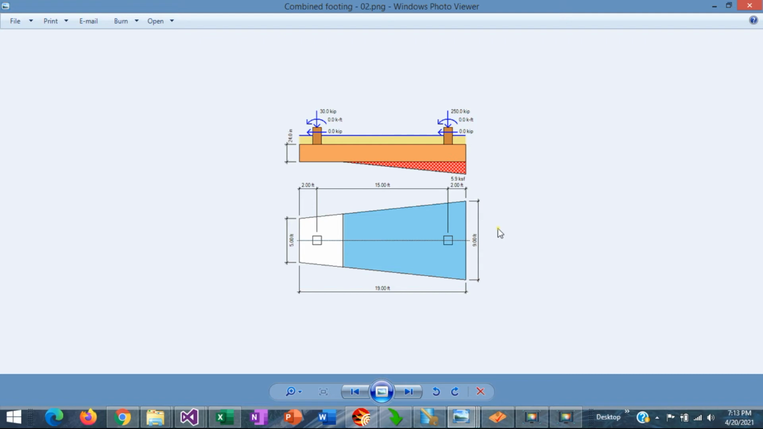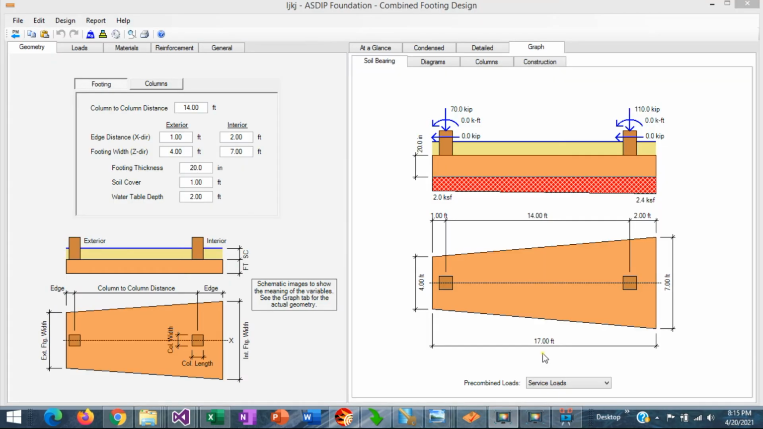On the other hand, the centroid of the bearing volume is calculated also as a double integral of the moment of the volume divided by the force, P, and that equals the location of the applied load on the footing. The resulting solution is applicable to any footing geometry, either in full bearing or in partial bearing. To illustrate how to calculate the bearing pressure, I have prepared an example of a typical combined footing in ASDIP Foundation. This is a trapezoidal combined footing.